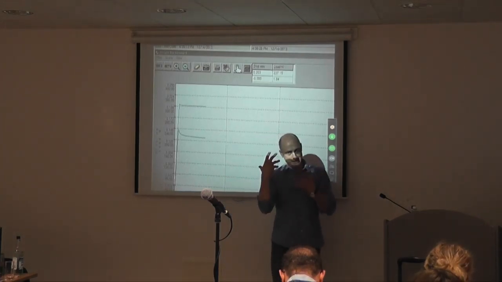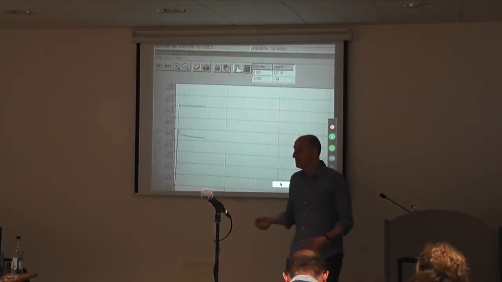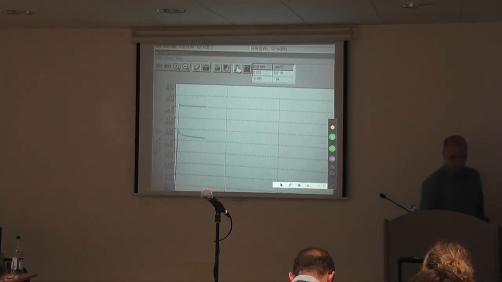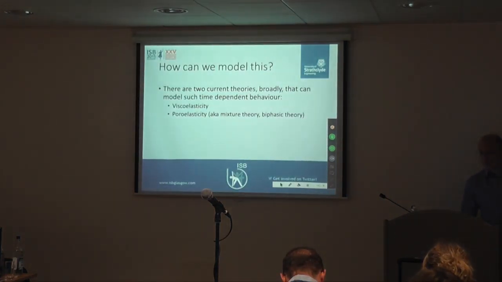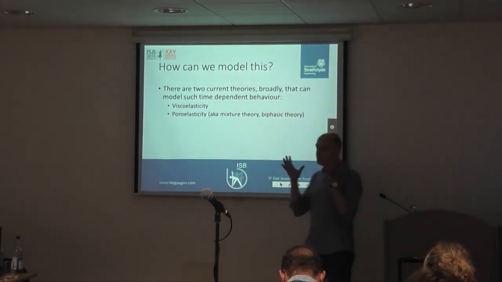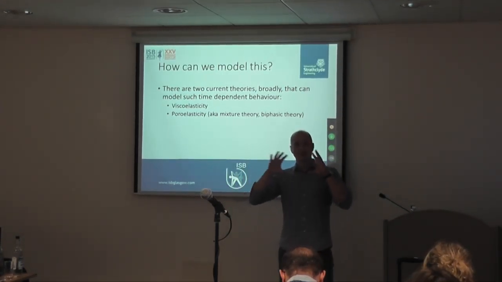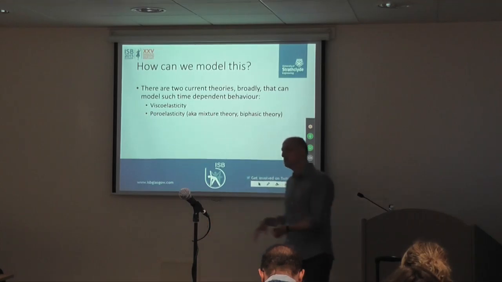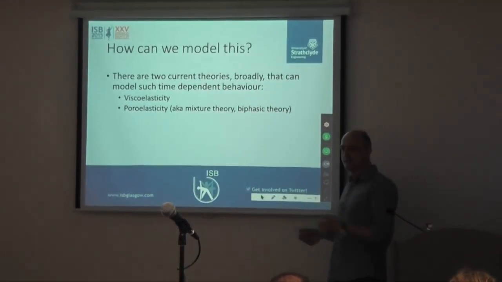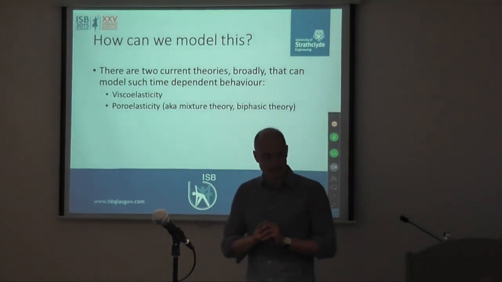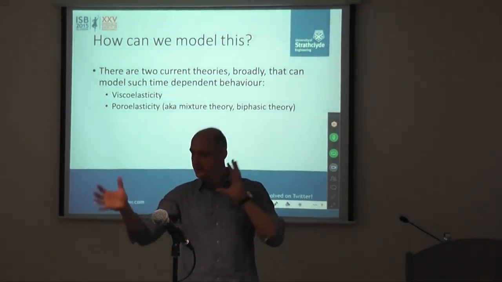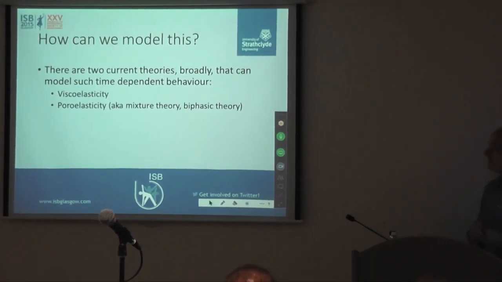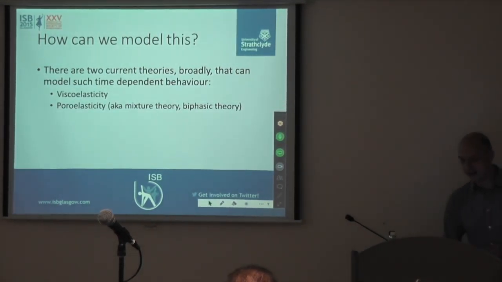So even in bone, which is one of the harder tissues in the body, you're getting significant stress relaxation straight away. I want to know how we can model that. How can we predict that behavior? In general, there are two broad classes of theories that can model that: viscoelasticity theory and poroelasticity theory. The next 15, 20 minutes is going to be looking at those theories, how they're constructed. I know some of you have a tissue mechanics background, which is great, so I apologize if you know some of this before. If you haven't, then it'll hopefully be quite interesting.